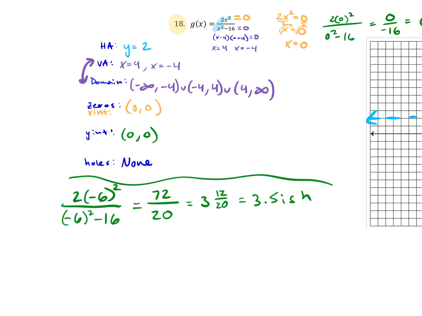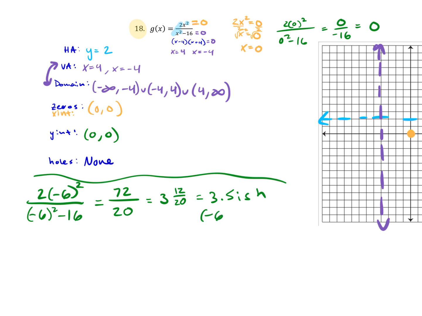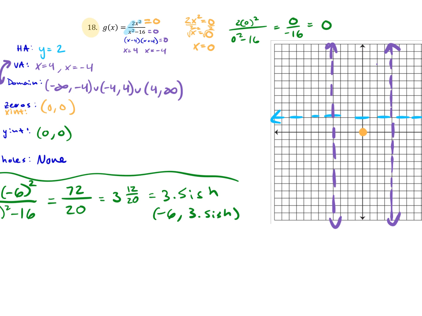Remember, when you're plugging in points, it does not need to be exact. Just make sure you know which 2 numbers you're in between. So I plugged in negative 6, and I got 3.5-ish. So when I go to negative 6, am I going to be above the horizontal asymptote or below?